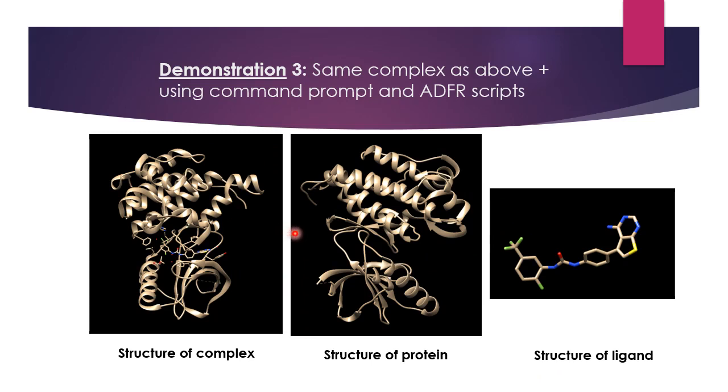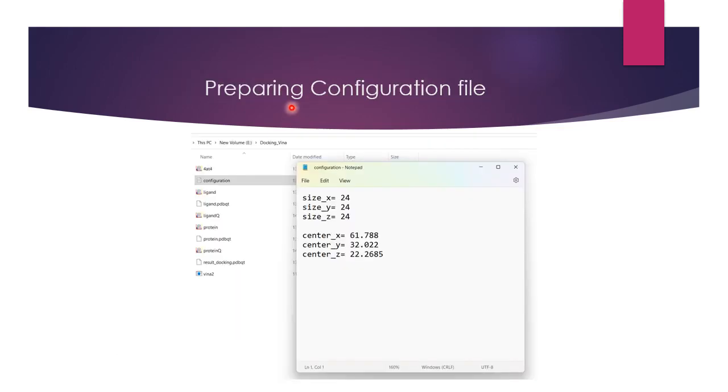So this is demonstration 3. I used ADFR scripts and command prompt in this. So instead of using Chimera integrated with AutoDock Vina, I used Chimera for preparation, but for performing Vina, I used command prompt and ADFR scripts. So this is the complex. I took the same molecule. So I prepared the configuration file. So by using Chimera, I prepared this configuration file.